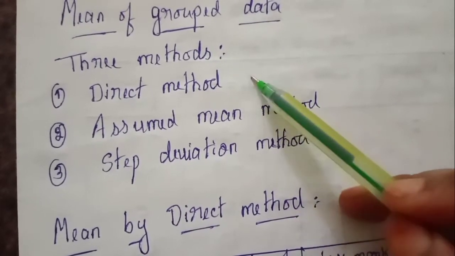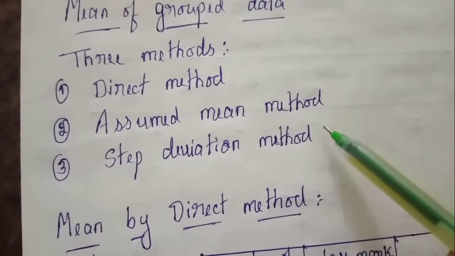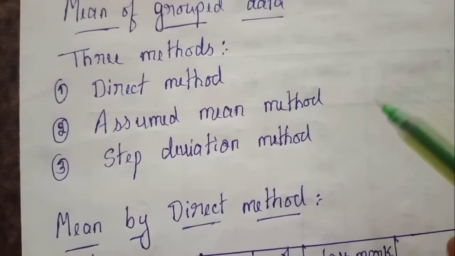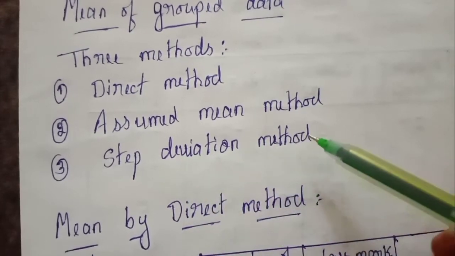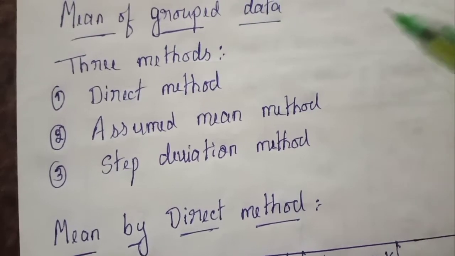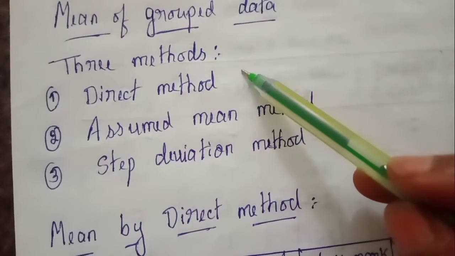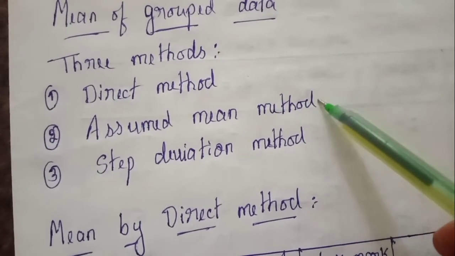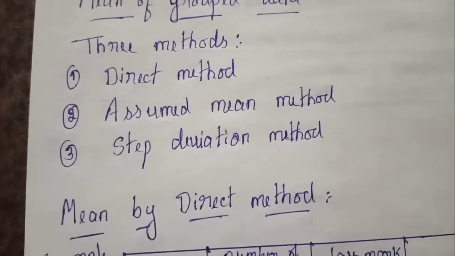There are three methods to find mean of group data. One is the direct method, the second method is the assumed mean method, and the third method is the step deviation method. Note, children, the third method, that is step deviation method, is deleted from your portion this year. So now we are going to understand how to find mean of group data by direct method and also by assumed mean method.